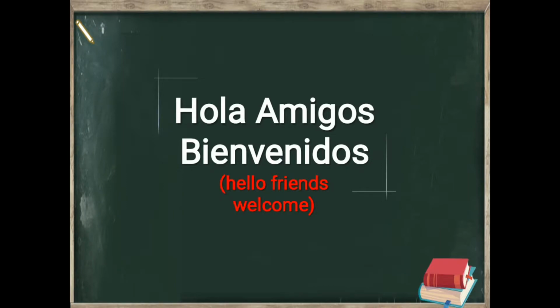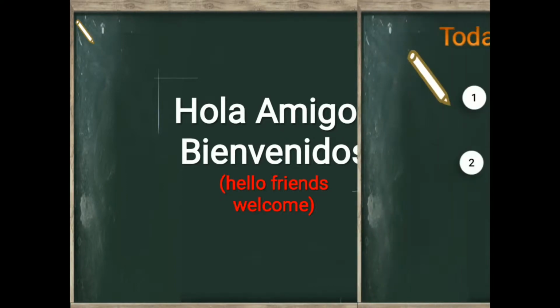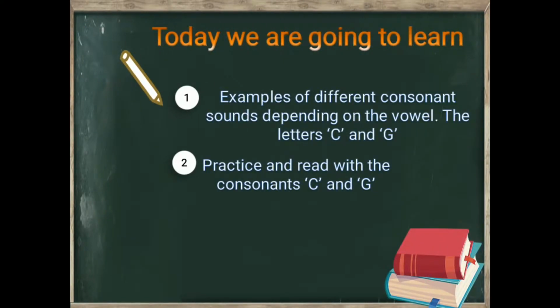I'd suggest you watch my previous video, where I talked about the pronunciation of vowels and some consonants. So let's start this video. Today we are going to learn examples of different consonant sounds depending on the vowel, the letters C and G, and then we'll practice and read with the consonants C and G.